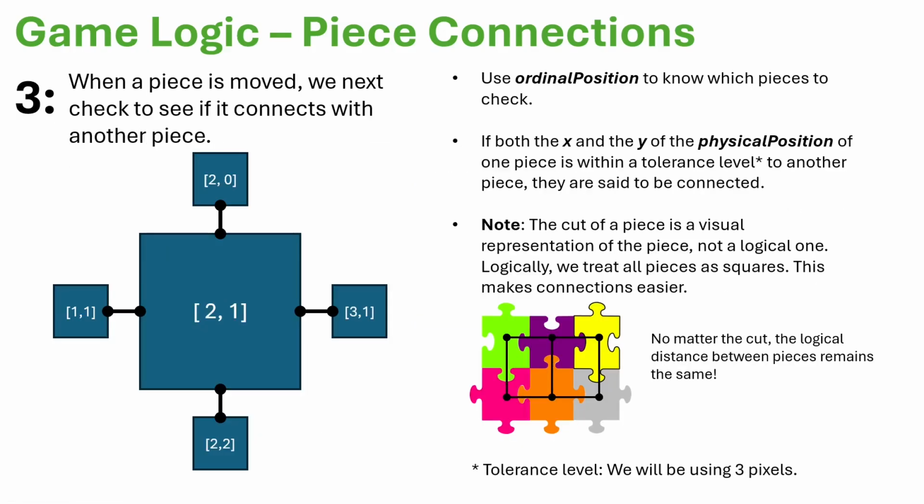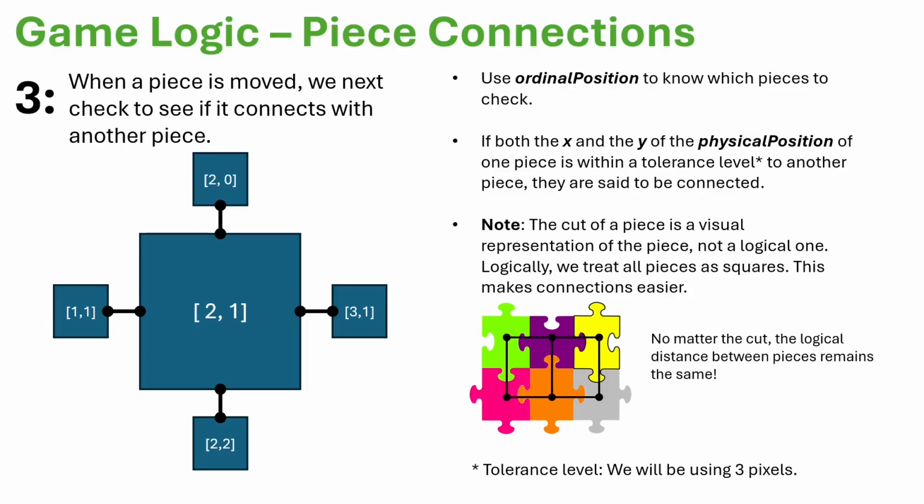So when a piece is moved, in this case, piece number 2,1, I can use the positions of north, east, south, and west to determine which particular pieces it will connect up to. So for example, once I've moved 2,1, I need to check if I'm connecting up to 2,0 on the north, and I need to check if I connect up to 3,1 on the east, 2,2 on the south, and 1,1 on the west. At that point, I would use the physical positions to find out if they're close enough to each other. So we use the ordinal positions to know which pieces to check, and we use the physical position to do the actual checking.